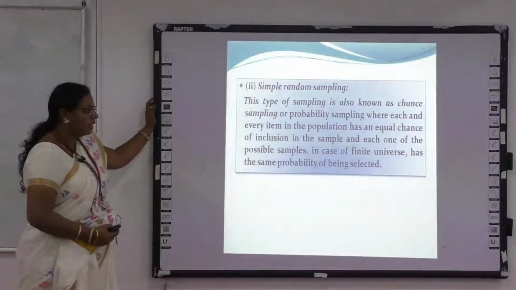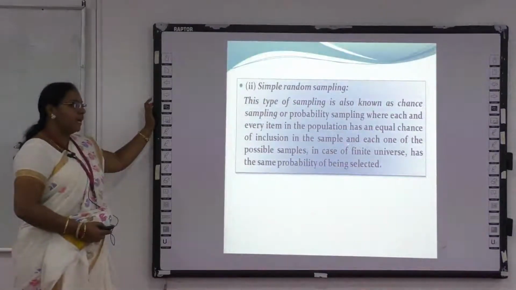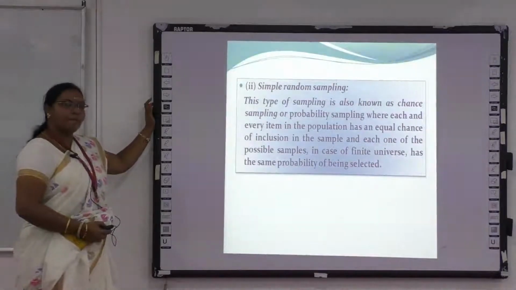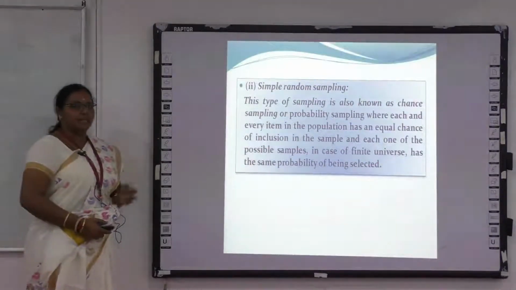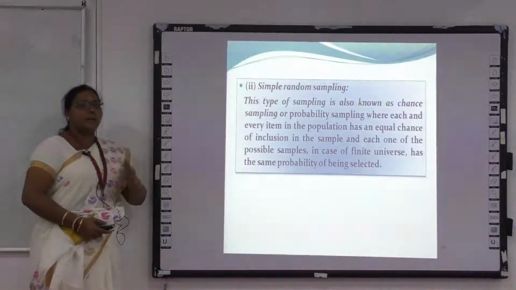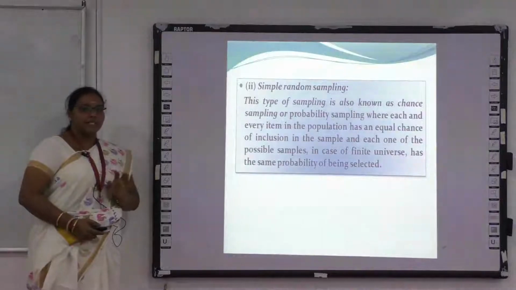That is what over here. Every item in the population has an equal chance of inclusion in the sample, but the possible sample may be a finite universe. So everyone will take part in that particular sampling. But in which way I am going to do it will be under the decision of a questionnaire.